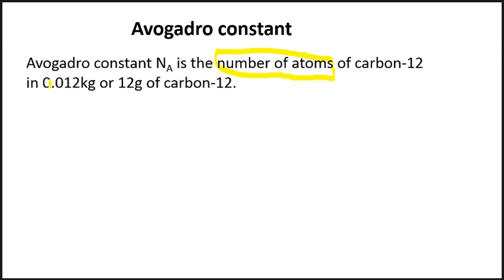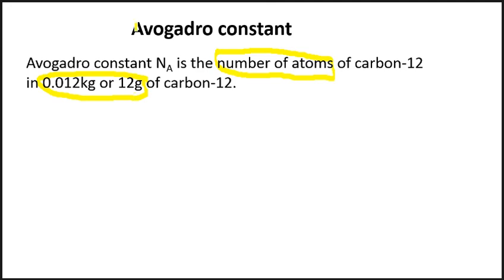Now, in 0.012 kg or 12 grams, this value could also be the value of any other element, which is the relative atomic mass of such element. So that's why I say it's not necessarily carbon-12 this time around. If I'm considering nitrogen now, then I'll be saying number of atoms of nitrogen-14, and I will say in 14 grams of nitrogen-14. So we're still saying the same thing right here.